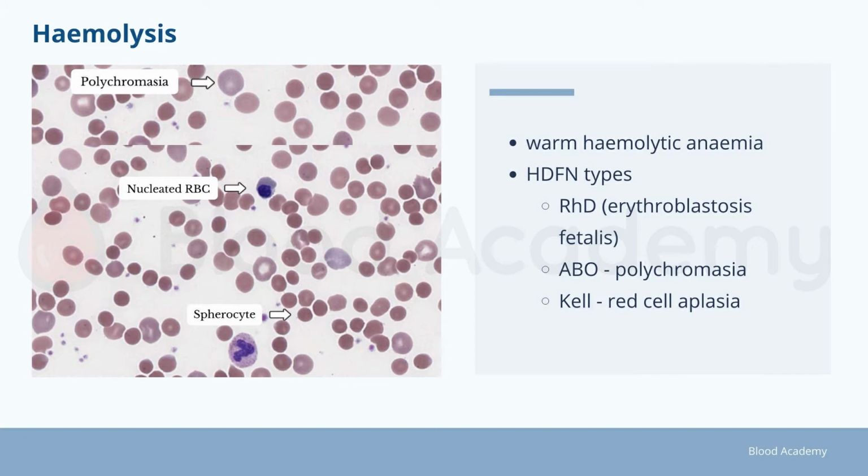It is mediated by IgG alloantibodies between an RHD negative mother and RHD positive fetus. Other alloantibodies produce different morphological features. In ABO HDFN, marked spherocytosis rather than an increase in nucleated red cells is seen. KEL-induced HDFN causes inhibition of erythroid progenitors in the bone marrow. This leads to reticulocytopenia and absence of spherocytosis and nucleated red cells.